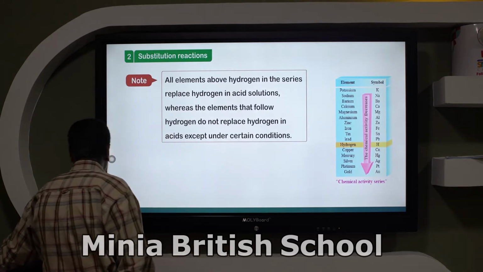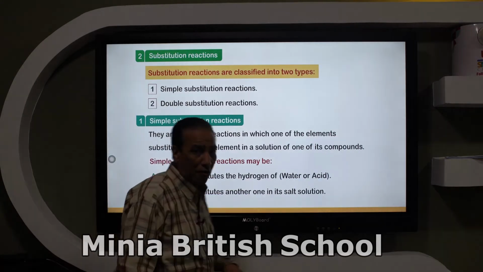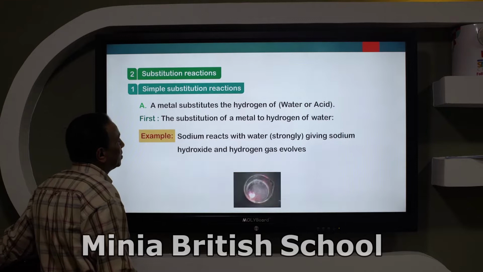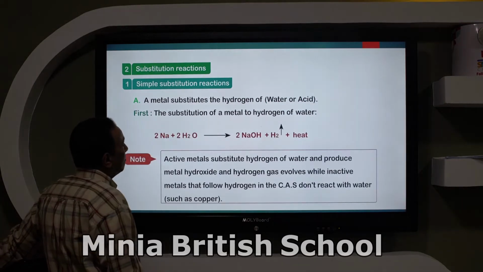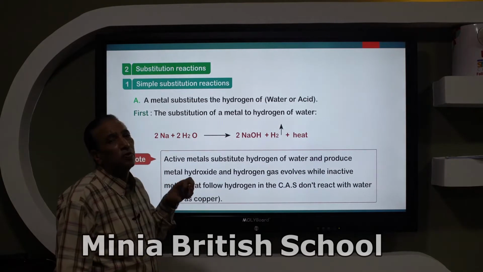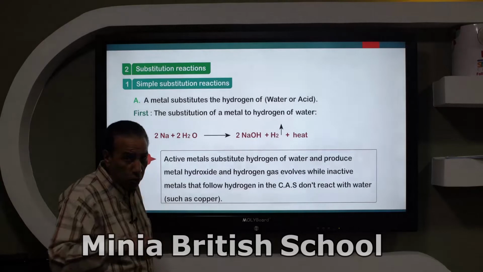These elements, the arrangement of it will define if this reaction can take place or not, if it's more active than it or not. The first type is the simple substitution reaction. In the simple substitution reaction, we have to know the replacement of element instead of the hydrogen in the water.